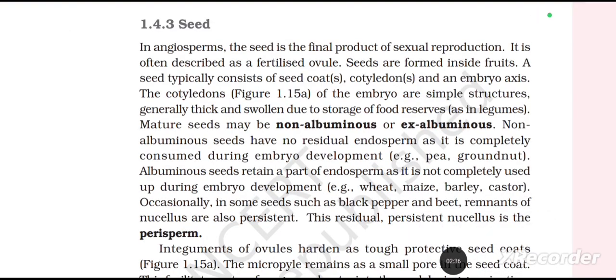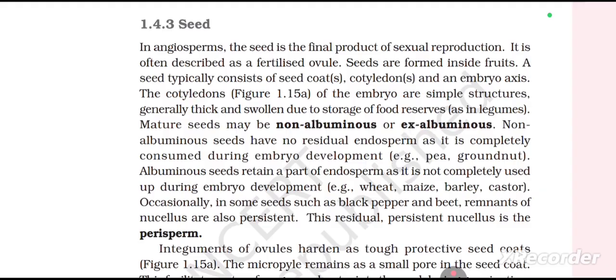Seed. In angiosperms, the seed is the final product of sexual reproduction. It is often described as a fertilized ovule. Seed is formed inside fruit. A seed typically consists of seed coats, cotyledons, and an embryo axis. The cotyledons, figure 1.15a, of the embryo are simple structures, generally thick and swollen due to storage of food reserves, as in legumes. Mature seeds may be non-albuminous or albuminous.